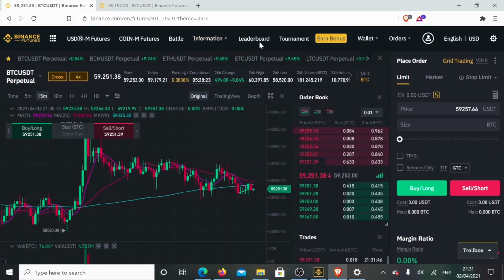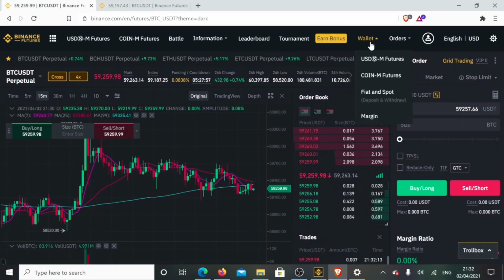Ladder board is like a list where you can check the traders, from the top to the bottom, how much they made and all of that. Tournament is also like a kind of game whereby you can earn some points. Earn bonus by referral and by getting a referral code, something like that.